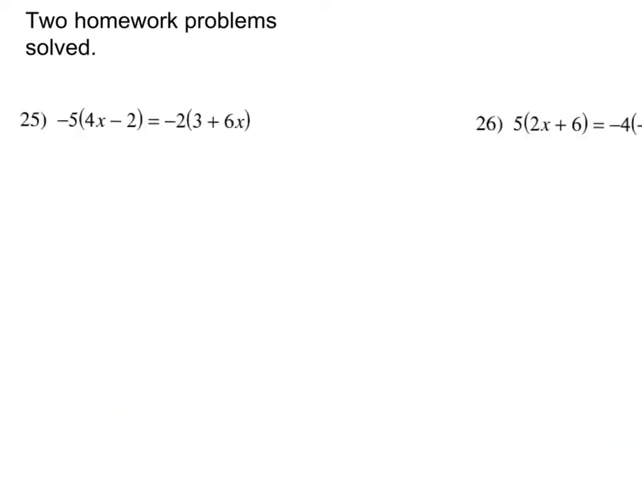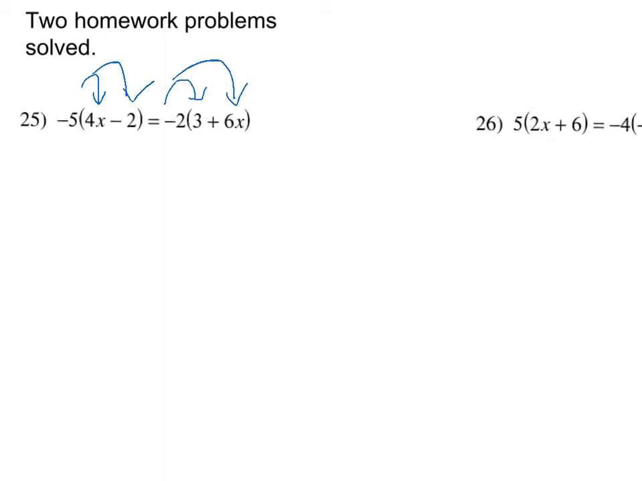Moving forward, I want to go over a couple of problems you've seen for homework. This was from a Kuta Software worksheet. We have -5 times the quantity 4x minus 2 equals -2 times the quantity 3 plus 6x. To do this problem, we have to distribute first the -5 through to the 4x and the -2, and the -2 to the 3 and the positive 6x.